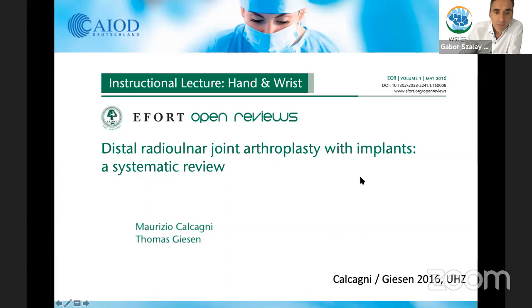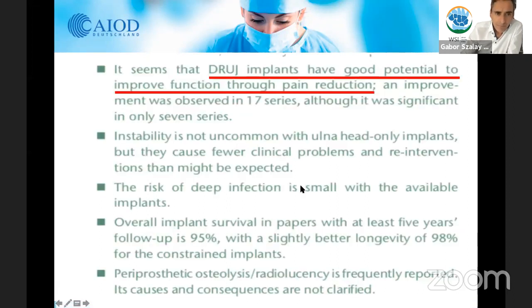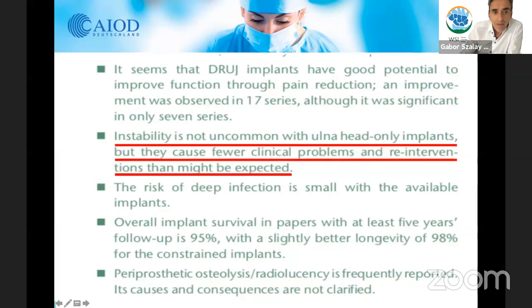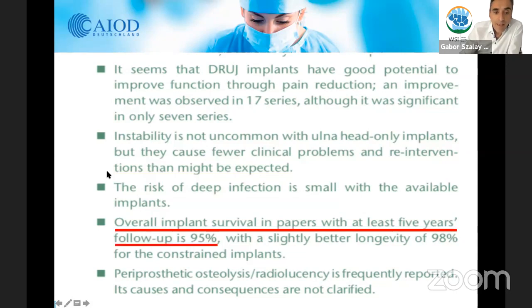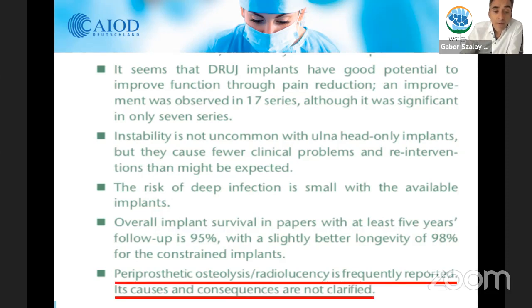If you look to the literature after the joint arthroplasty, it says that the ulnar head prostheses have a good potential to improve function through pain reduction. Instability is not uncommon, but with the ulnar head only implants, they cause fewer clinical problems, and re-interventions might be expected. The risk of a deep infection is small, and the survival after 5 years is up to 95%.